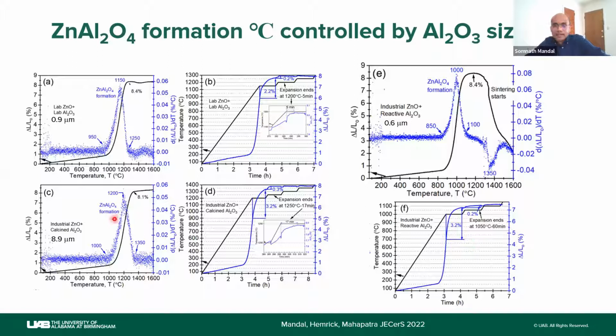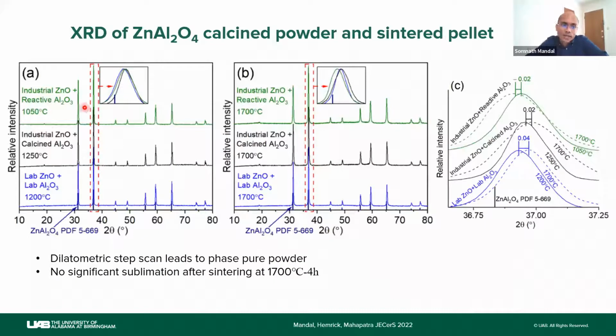And these are the respective calcination temperatures which we used for preparing preformed zinc aluminate powder. And this step scan dilatometry was confirmed by XRD. We found single phase zinc aluminate in all of these respective calcined powders. And when we sintered, we found there is single phase zinc aluminate again, and there was very minor shift in the peak positions for zinc aluminate, which tells there is no significant sublimation after sintering at 1700 degrees C.